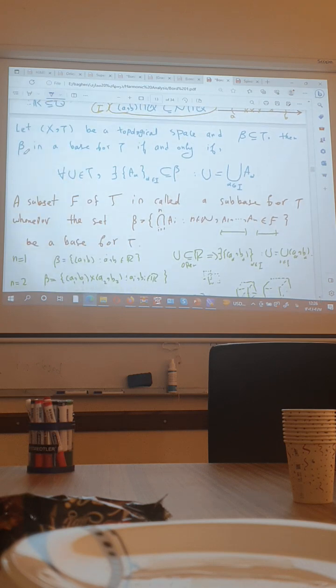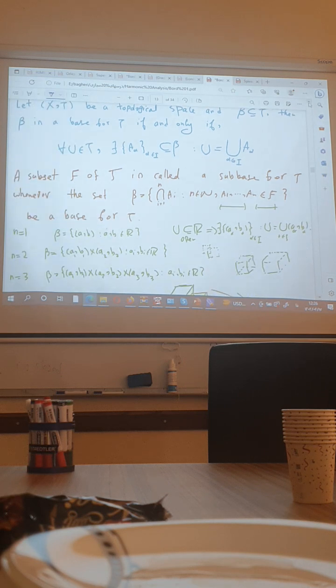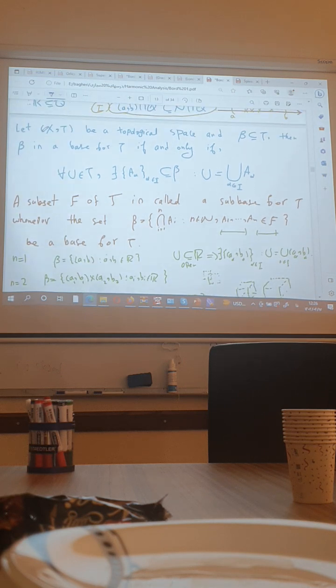And this is the definition of base. Any topology has a base, okay? Base. We can continue tomorrow, okay?